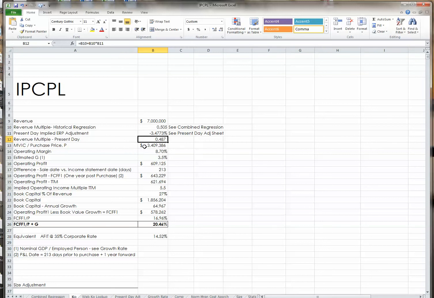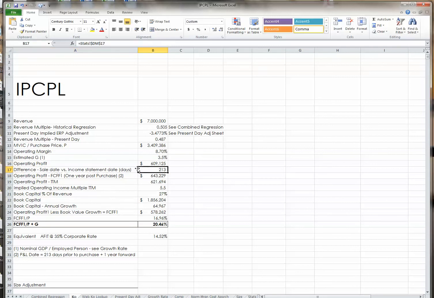48.7% of revenue. That yields a price of $3.4 million roughly. Once again, an operating margin of 8.7%. We're assuming a G of 3.5%. And once again, that'll be the subject of another video. So therefore, our operating profit is $609,000, which is 8.7% of $7 million.